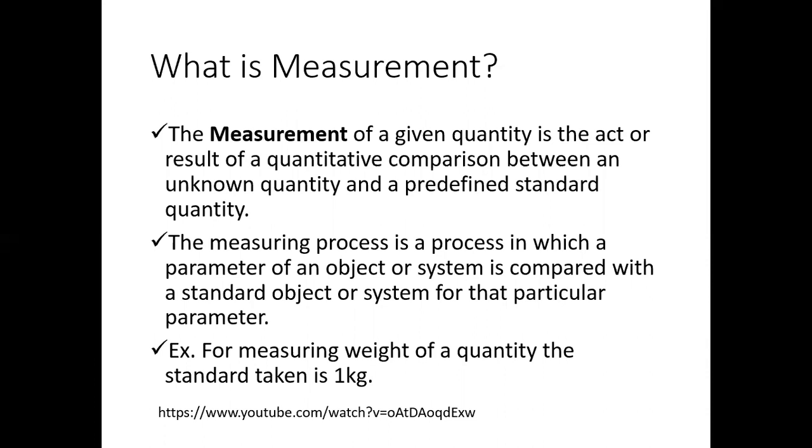The measurement of a given quantity is the act or result of a quantitative comparison between an unknown quantity and a predefined standard quantity. The measuring process is a process in which a parameter of an object or system is compared with a standard object or system for that particular parameter. For example, for measuring the weight of a quantity, the standard taken is 1 kg, and this will be compared with the 1 kg. Suppose the weight of sugar is to be measured, then this will be compared with the 1 kilogram. This is a standard unit.